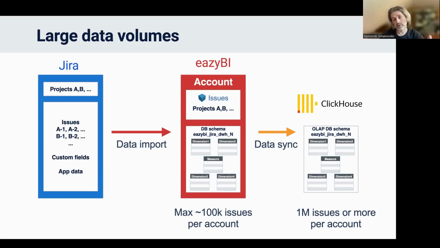And now it could already handle 1 million or more issues per one eazyBI account, and it improves scalability of eazyBI. And this integration will be available in the upcoming eazyBI data center version as well, so that either you can install this open source ClickHouse database by yourself, or ClickHouse is available as a service on the Amazon AWS services as well. So if you have large data volumes, that will be a good performance improvement. Right.